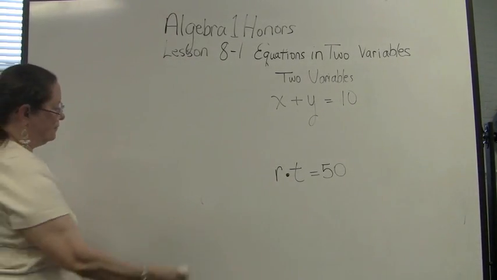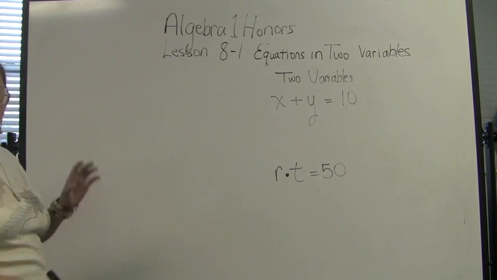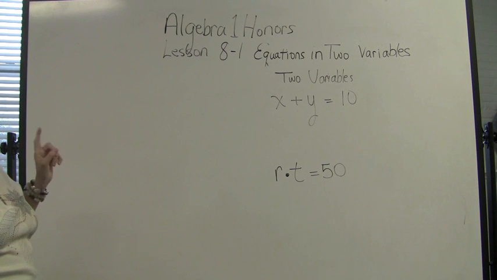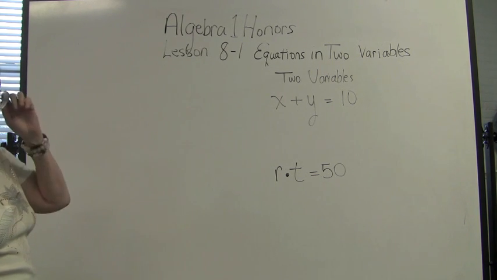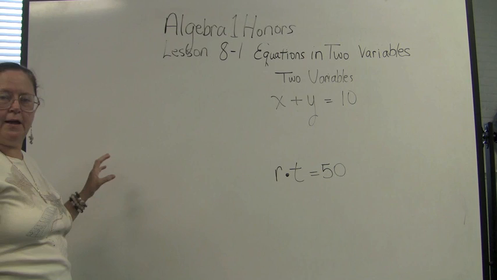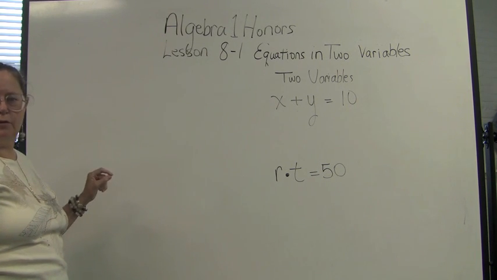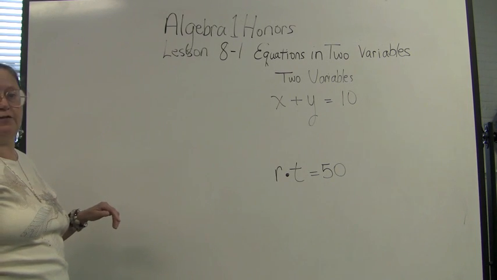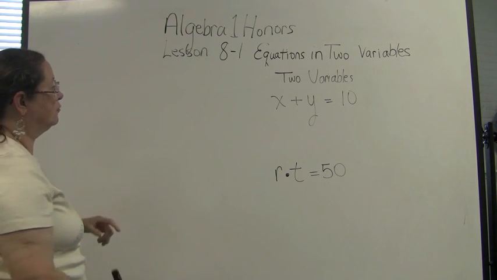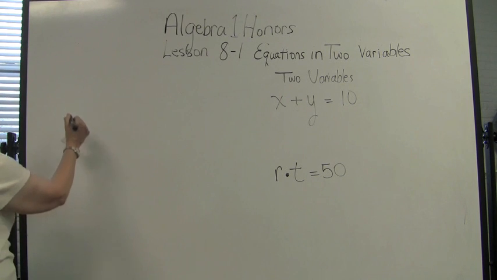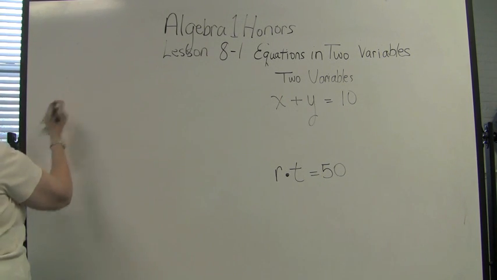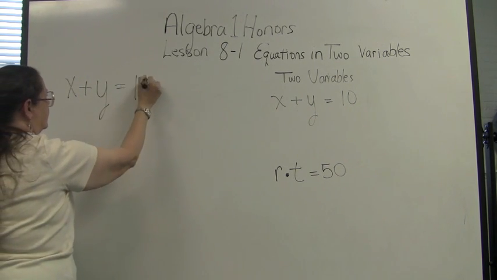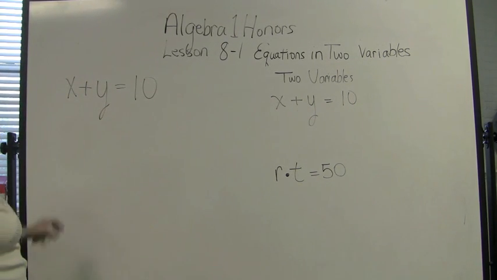Now, if you have, as we do over here, two different variables, x and y, but only one equation, then usually you're going to have many ordered pairs of x's and y's that make that equation true. We call that satisfying the equation. So for example, our x plus y equals 10, we're going to have lots of different pairs.